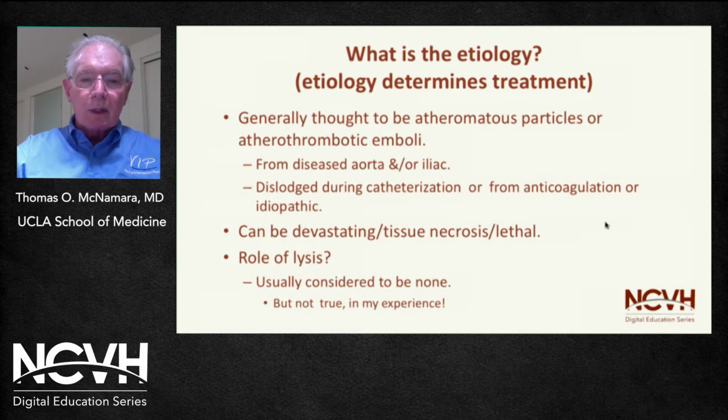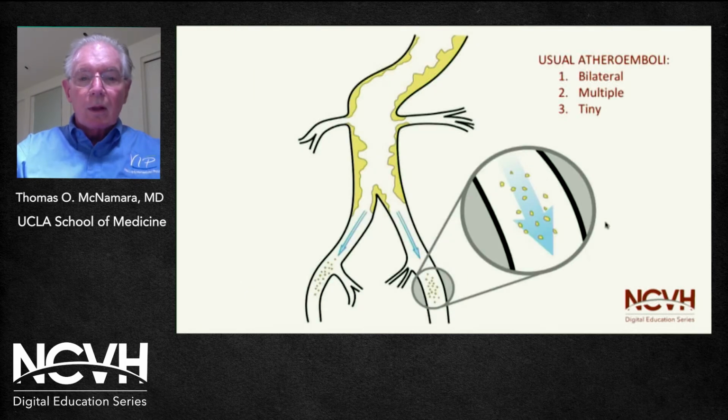But it can be a devastating problem because it involves the real terminal vessels, resulting in tissue necrosis. It can actually be a lethal problem. And what is the role of lysis? Usually it's considered to be none because of the etiology being regarded as atheromatous material. This is just an illustration demonstrating a very atherosclerotically diseased aorta, and then tiny particles of that material embolizing, generally bilaterally because of it being in the aorta.